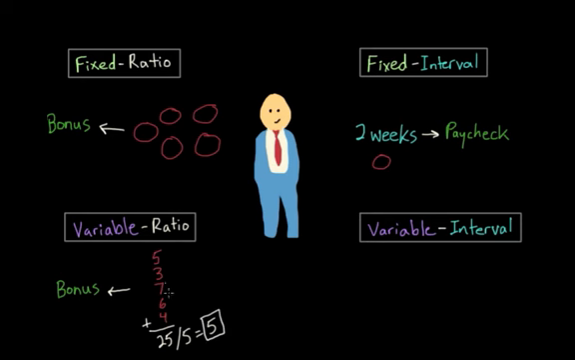The difference here was that the variable ratio schedule has a lot of uncertainty. The car salesman cannot predict when he'll receive a bonus in this case, but with every car sold, he comes closer to getting that bonus.